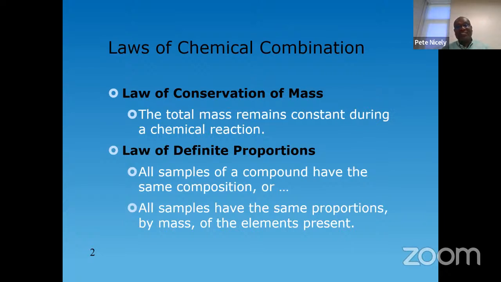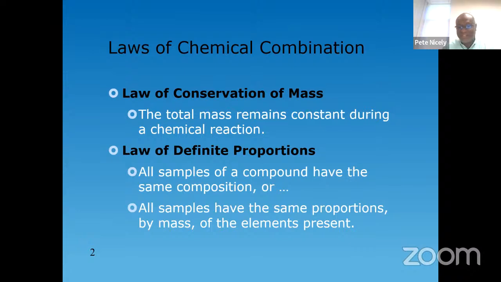And basically, this law says that all samples of a compound have the same composition, or another way of stating it is that all samples have the same proportions by mass of the elements that are present. All right. So here's an example of that law being demonstrated.